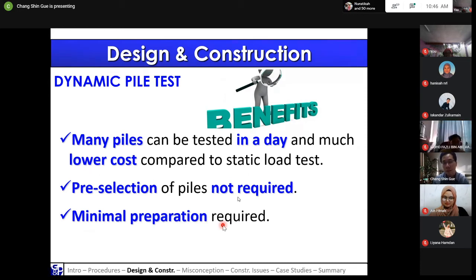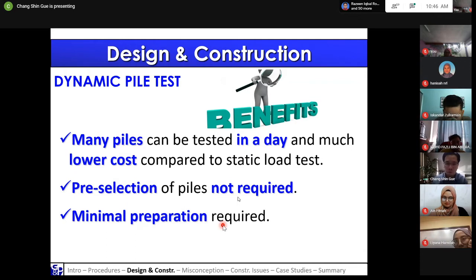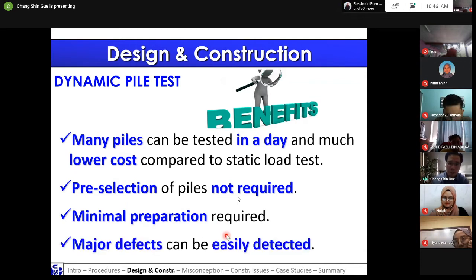Of course, you probably need to prepare the pile head, and then you can test. Whereas for the static load test, you actually have to select a pile and prepare the area to build up the kentledge box. So these are the benefits if you are carrying out a dynamic pile test. And also, major defects can be detected because you can analyze the wave. It will also tell you if you have any cracks inside your piles.